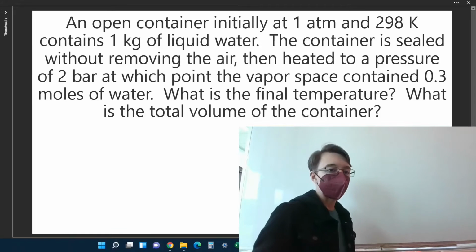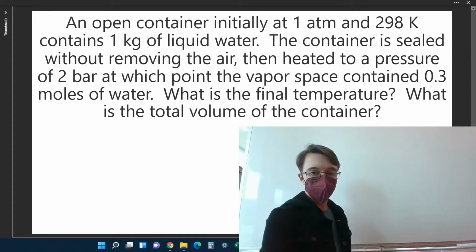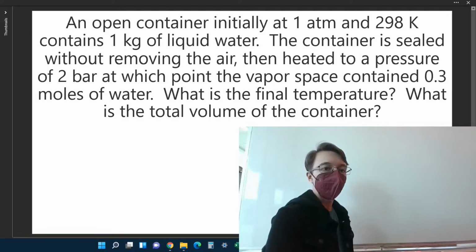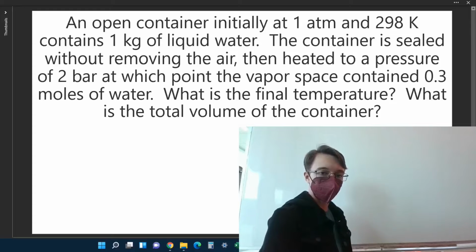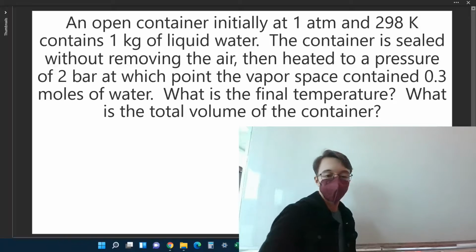Alright, so our next problem reads: an open container initially at 1 atmosphere and 298 Kelvin contains 1 kilogram of liquid water. The container is sealed without removing the air, then heated to a pressure of 2 bar, at which point the vapor space contains 0.3 moles of water. What is the final temperature and what is the total volume of the container?